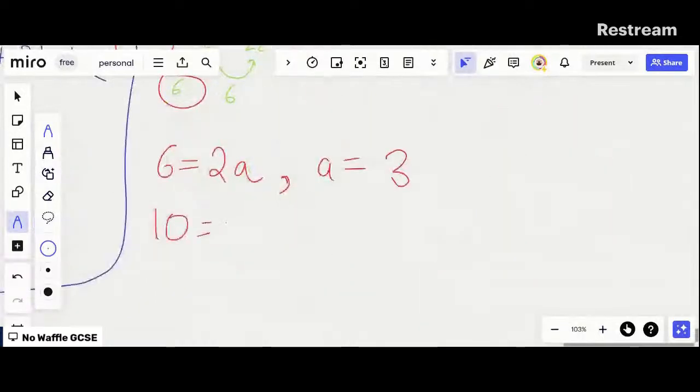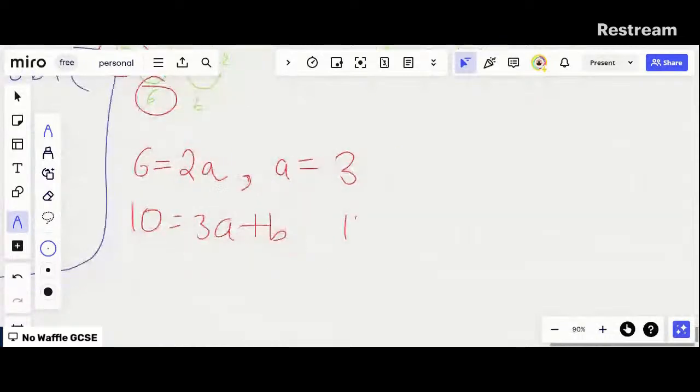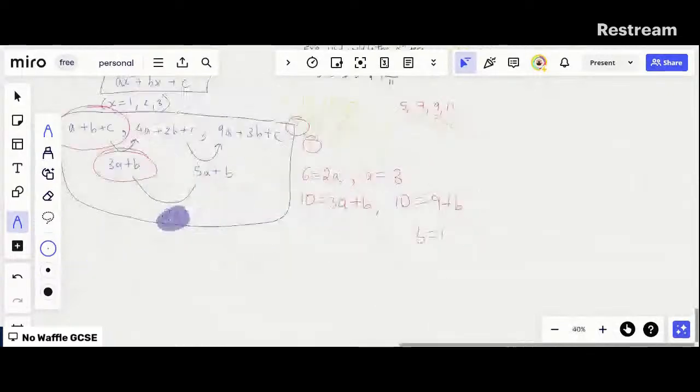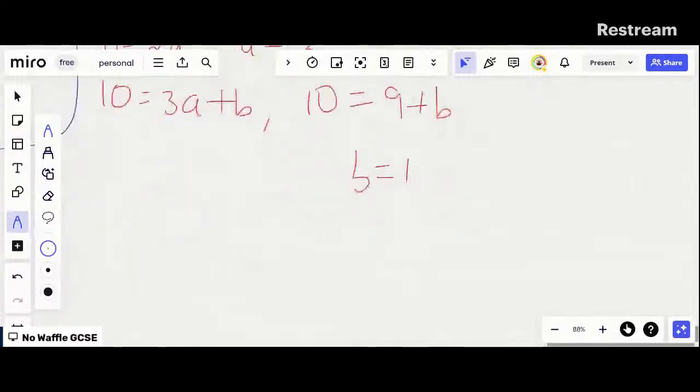Now we've just found out what a is. So if a is 3, then 10 is equal to 9 plus b. You then know that b is equal to 1. Okay, and then you just want to work out c. So you know that the first term, 2, is equal to a plus b plus c.